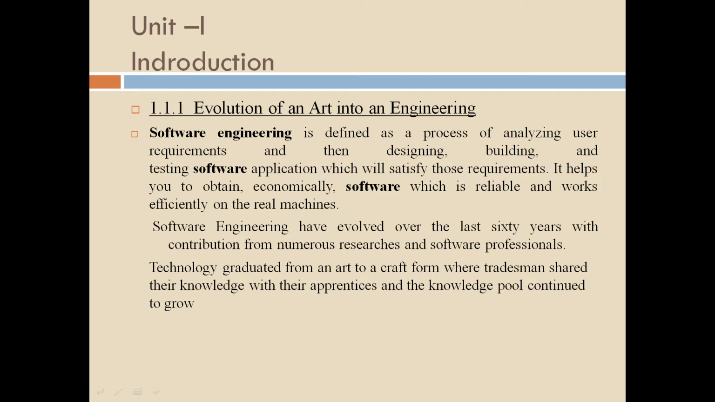Software engineering is defined as a process of analyzing the user requirements and designing, building and testing software applications which will satisfy those requirements. So it is not a mere program running. It may be a collection of programs, and it is defined as a process of analyzing the user requirements. So it is important to analyze the user requirements before starting the development phase. So the first stage is analyzing the user requirements.